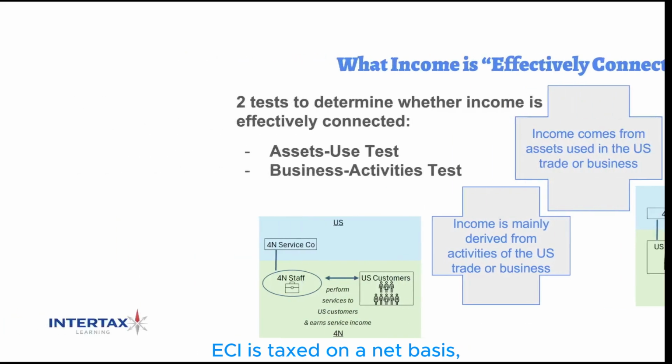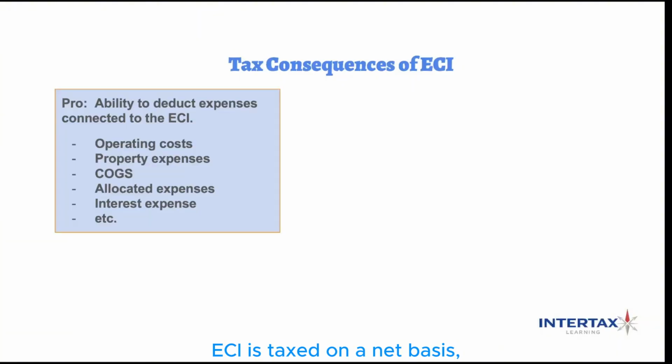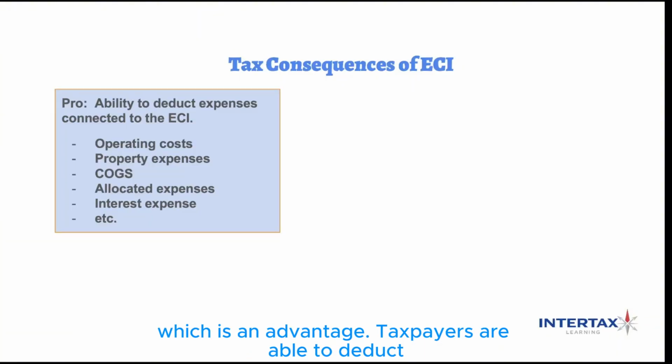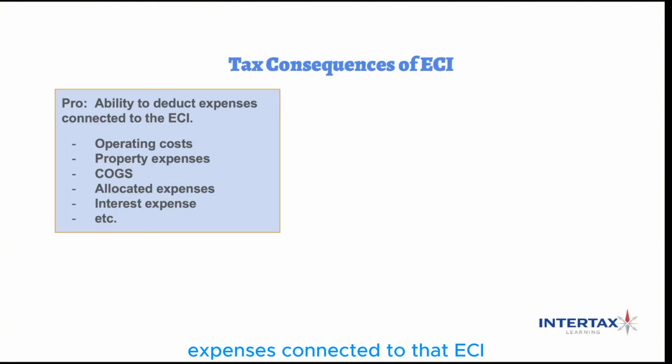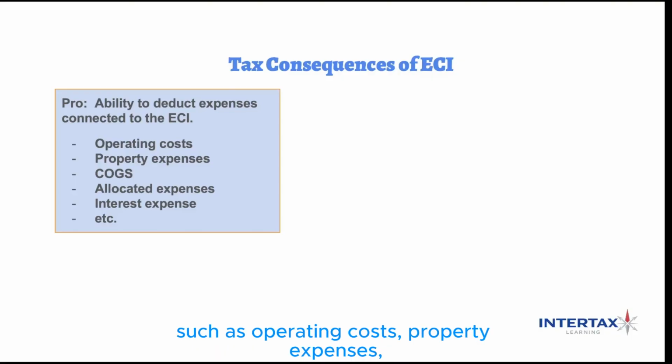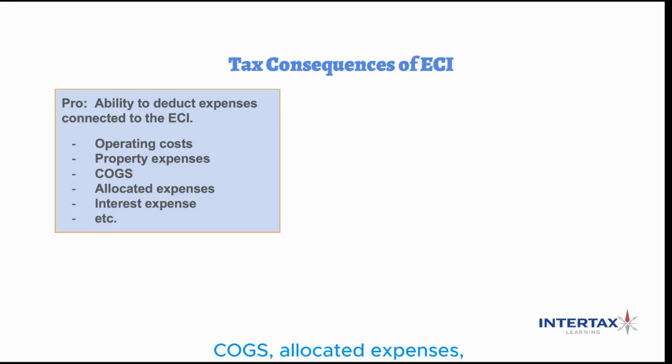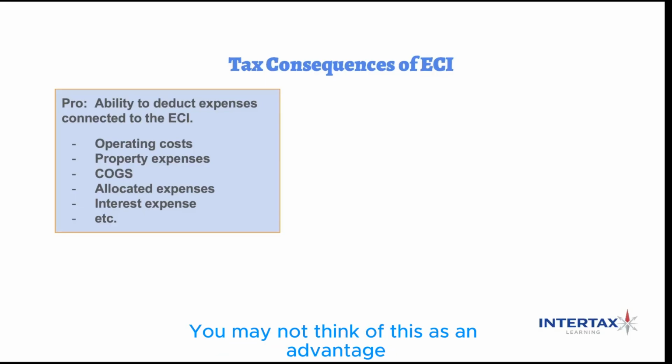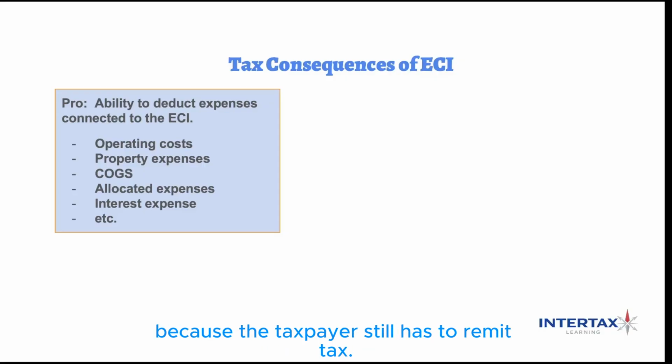ECI is taxed on a net basis, which is an advantage. Taxpayers are able to deduct expenses connected to that ECI, such as operating costs, property expenses, COGS, allocated expenses, interest expenses, etc. You may not think of this as an advantage because the taxpayer still has to remit tax.